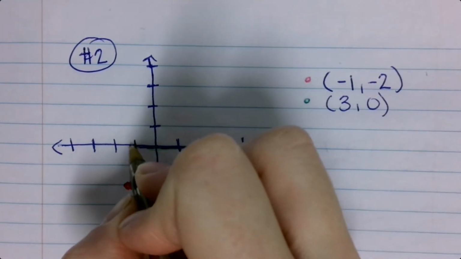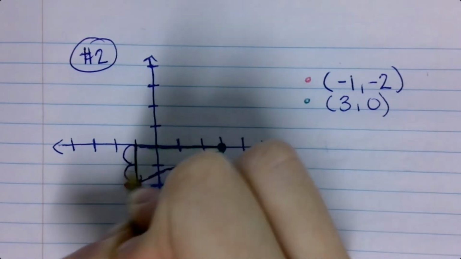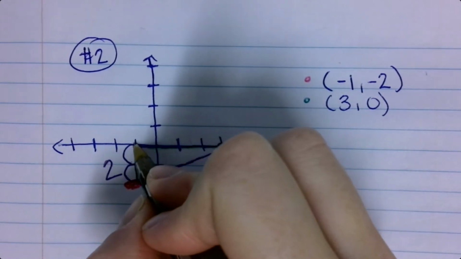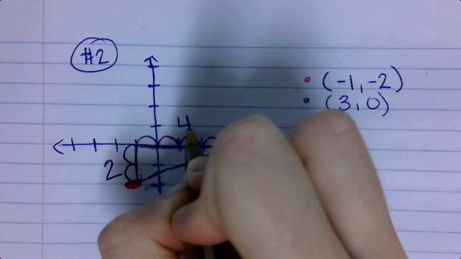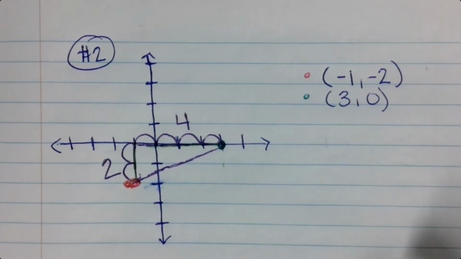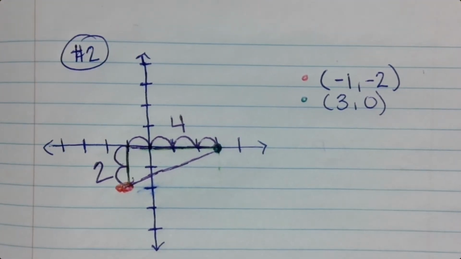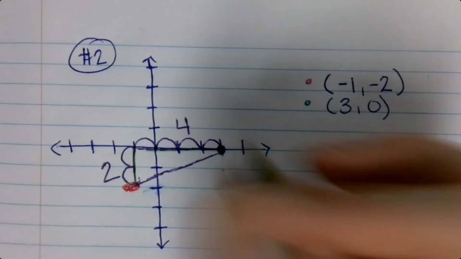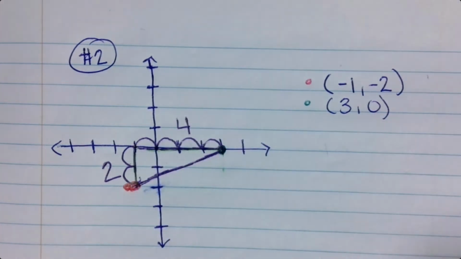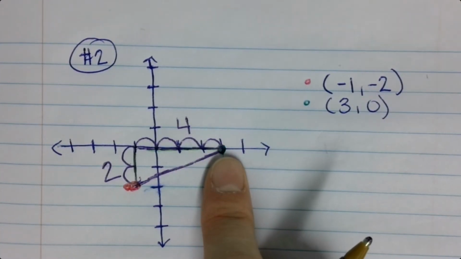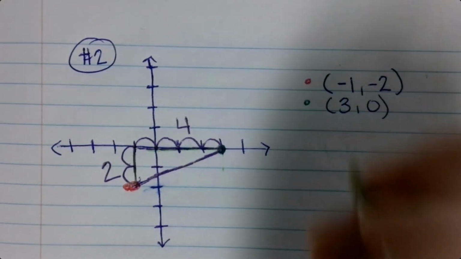So up and down we have 1, 2. Left to right we have 1, 2, 3, and 4. Again, we are not saying what is the slope of this line. We are saying from here to here, what is the distance? We are saying from the pink point to the green point, what is the distance?